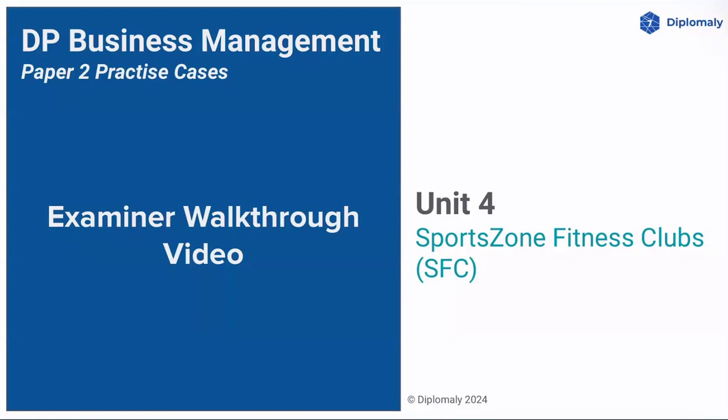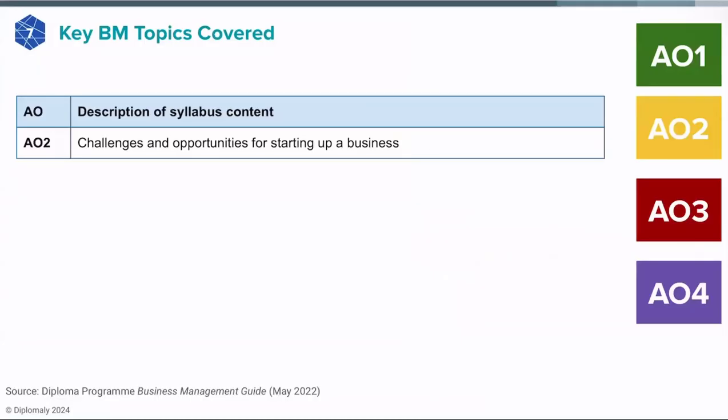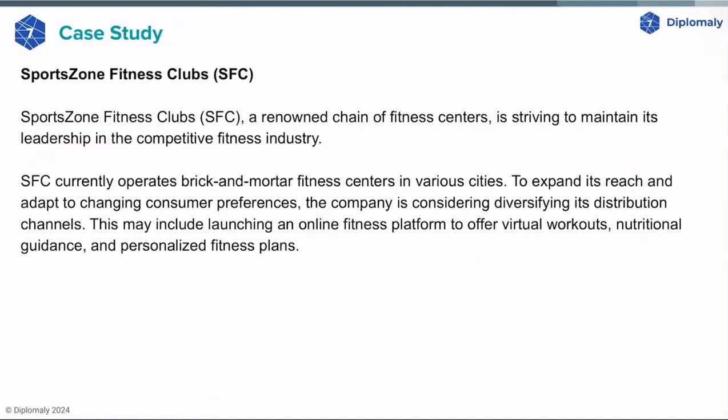This is a Unit 4 case study that we're looking at, which is called SportsZone Fitness Club. And the syllabus content we're going to look at is actually from Unit 1, but it is also very relatable to the marketing unit, where in this particular case, we're looking at a fitness center that is exploring the option of opening online classes. So it is about the challenges and opportunities of starting up a business, but in the context of marketing. So you should have access to this case study already, which is about SportsZone Fitness Club.